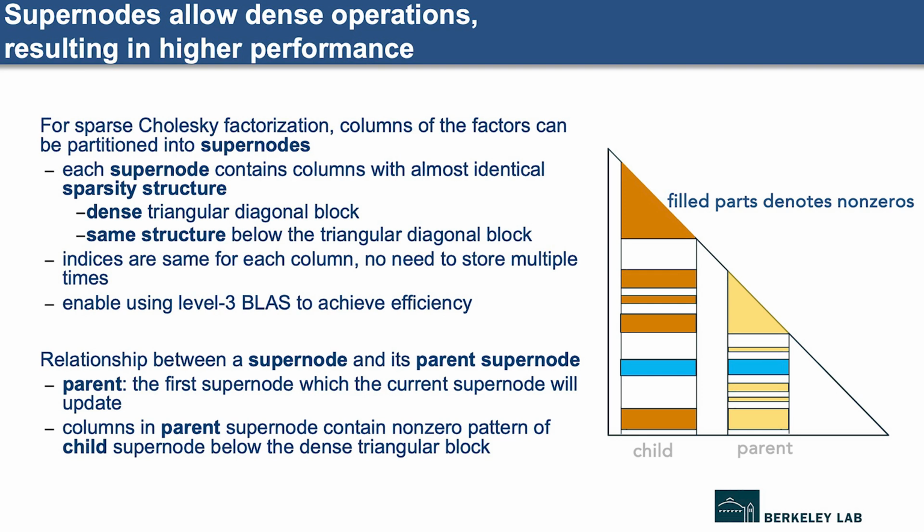And since indices are the same for each column in the supernode, we do not need to store them multiple times. Also, these dense blocks in the supernode enable using level 3 BLAS operations, which provide efficiency.